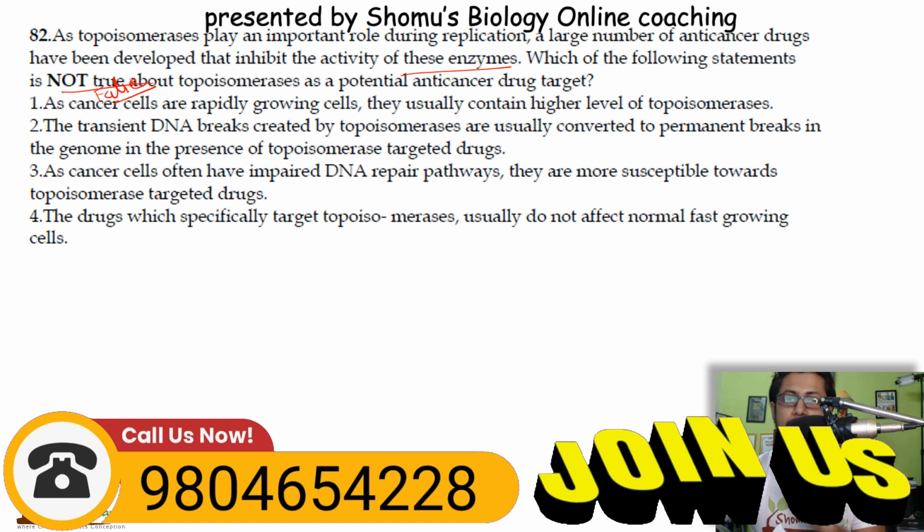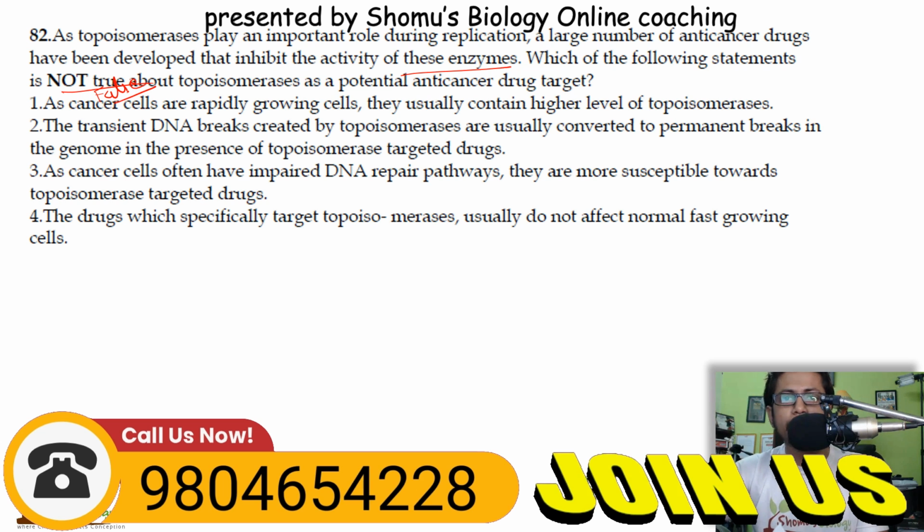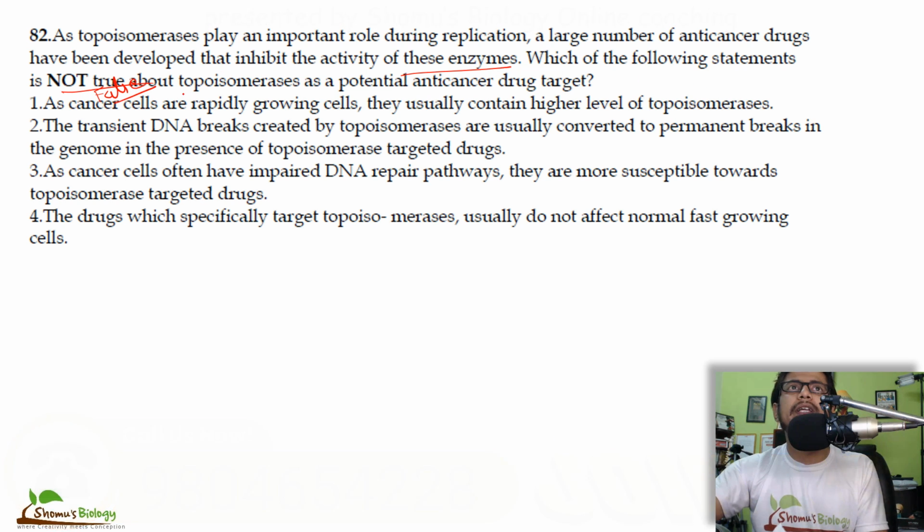Whenever you find this term not true, just substitute it with false and read it with the false term. So which of the following statements is false about topoisomerase as a potential anti-cancer drug target? Okay, so we need to find out the false statement. So first one, as cancer cells are rapidly growing cells, they usually contain higher levels of topoisomerase. This is one thing. So yes, obviously they will need that.